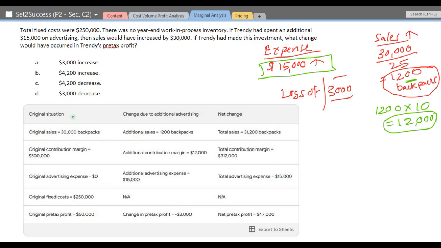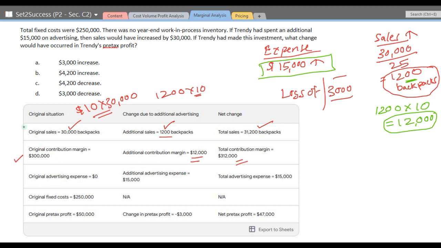Now let us understand this in terms of a table. The original sales, we sold 30,000 backpacks. Additional sales was 1,200 backpacks. The total sales was 31,200 backpacks. The original contribution margin is $10 per unit, so 10 times 30,000 will give you the original contribution margin of $300,000. The additional contribution margin is 1,200 times 10, which comes to $12,000. So the total contribution margin is $312,000.